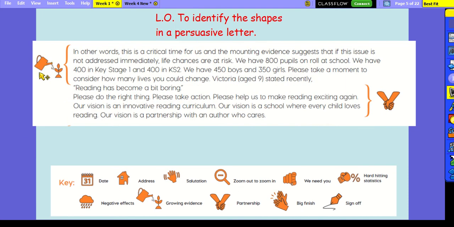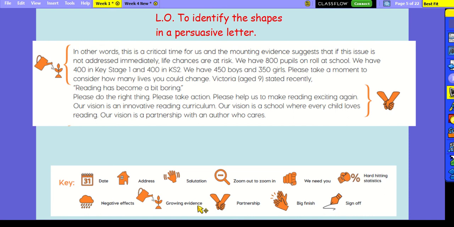Okay, next, growing evidence. That means building on the reasons we want our author to come with more facts. So this is quite similar to hard-hitting statistics, but we are growing our evidence. We're building on that. In other words, this is a critical time for us, and the mounting evidence suggests that if this issue is not addressed immediately, life chances are at risk.